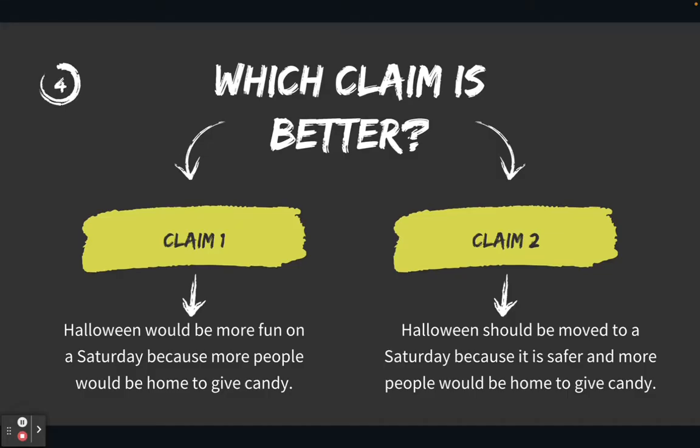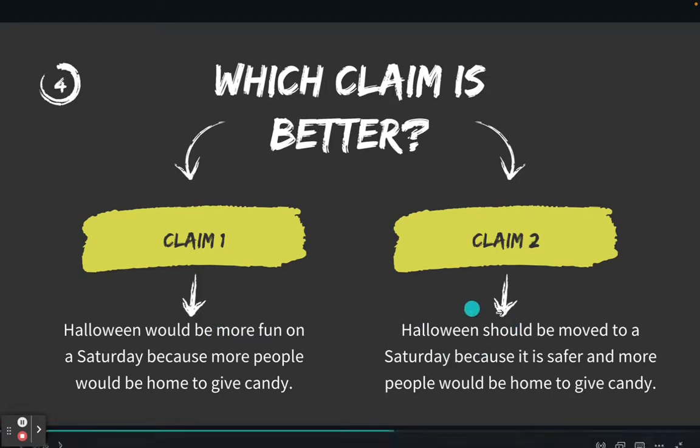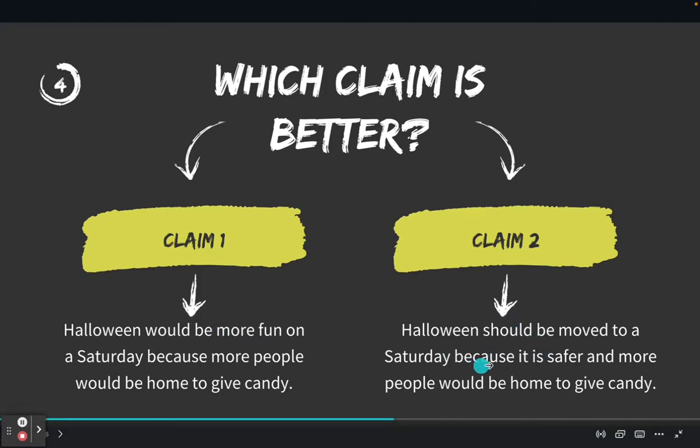Hopefully you picked claim 2. Why is claim 2 better than claim 1? I say claim 2 is better because it has 2 reasons. This one just has one. It's a fine claim, but this one is better because it has the 2 reasons. Because it's safer and more people would be home to give candy.